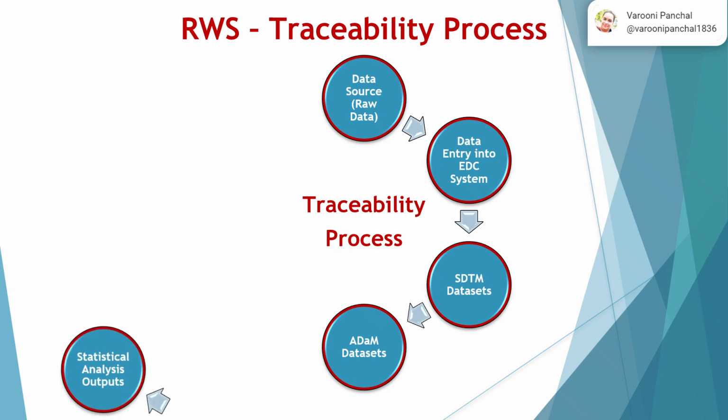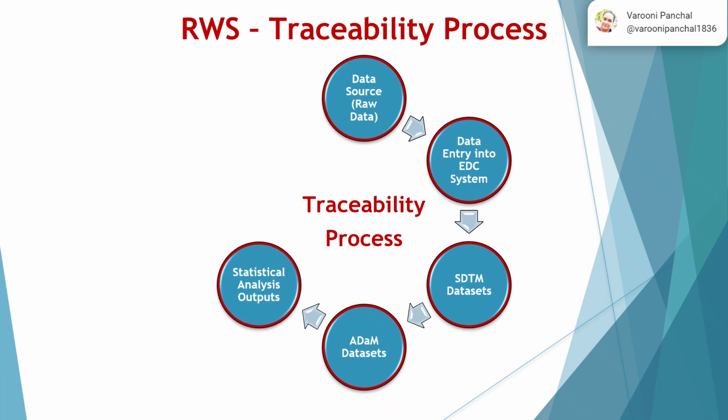5. Statistical analysis. Outputs. The analysis team runs SAS or R programs to calculate the number of patients with progression, time to progression, and Kaplan-Meier curves for survival. All programs include comments and input-output logs to ensure traceability. 6. Clinical Study Report, CSR. Outputs, e.g., tables and figures, in the CSR can be traced back to ADaM datasets, then SDTM datasets, and finally to the raw data.